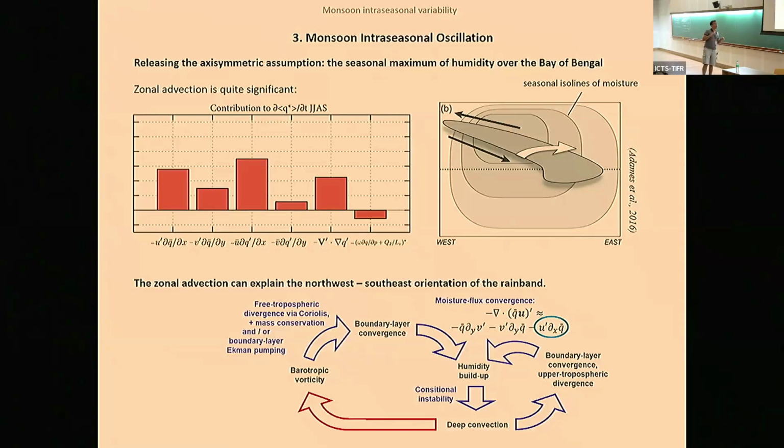And so that could explain the slant in the rain band, because we are actually drying from the west, south of the band, and moistening from the east, north of the band. And so that, again, would explain the slant in the rain band.